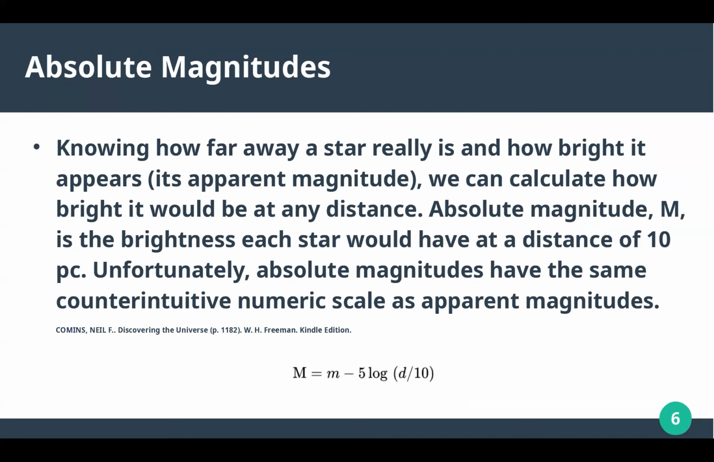Knowing how far a star really is and how bright it appears, its apparent magnitude, we can calculate how bright it would be at any distance.